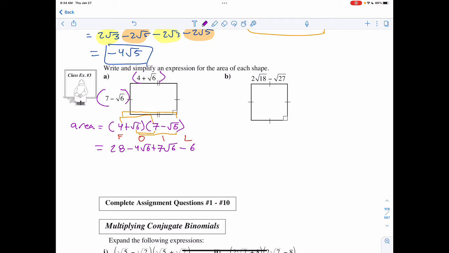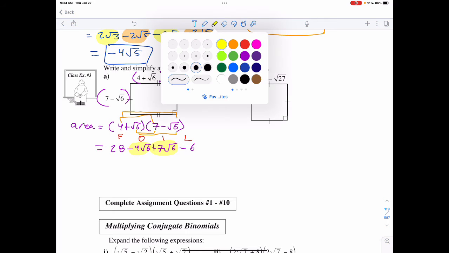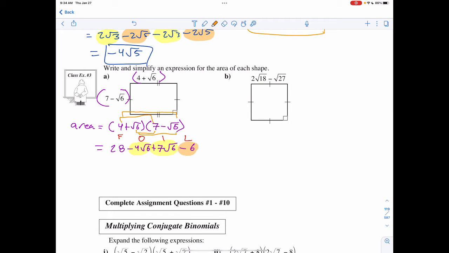And then I'm going to combine my like terms. I have the root 6 and root 6 can get combined. And my constant can get combined. So what am I left with? Well, 28 and negative 6 give me 22. And negative 4 and positive 7 gives me 3 root 6s. And that's what my area is.